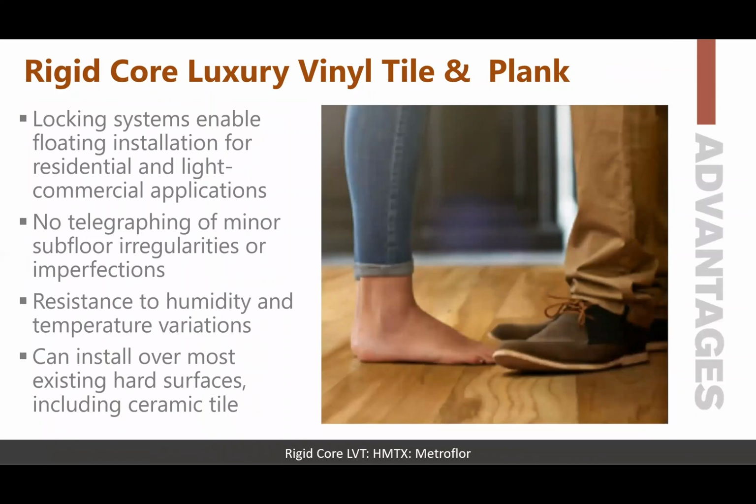So advantages when you're looking at rigid core luxury vinyl tile and plank: locking systems enable floating installations for residential and light commercial applications. There's no telegraphing of minor subfloor irregularities, and it can go over other existing floorings. It has resistance to humidity and temperature variations, and it can be installed over most different hard surfaces, including ceramic tile. You want to verify that the underlayment and whatever other product is installed is in place, and that there aren't any deficiencies that are going to cause a problem for the installation of the rigid core. However, this opportunity to not have any telegraphing through the product is very important as an advantage for that product.